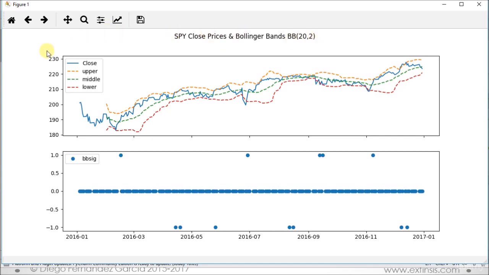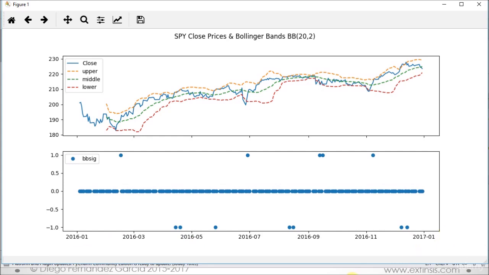At the top we have our corresponding prices. Solid blue close prices. Then we have, as in our previous chart, dash type orange upper, green middle, and red lower bands. Then we have the other subplot, in which we have our trading signals. 1 is buy, 0 do nothing, -1 is sell, and both of them share our horizontal axis, which are dates from the beginning of 2016 to the beginning of 2017.